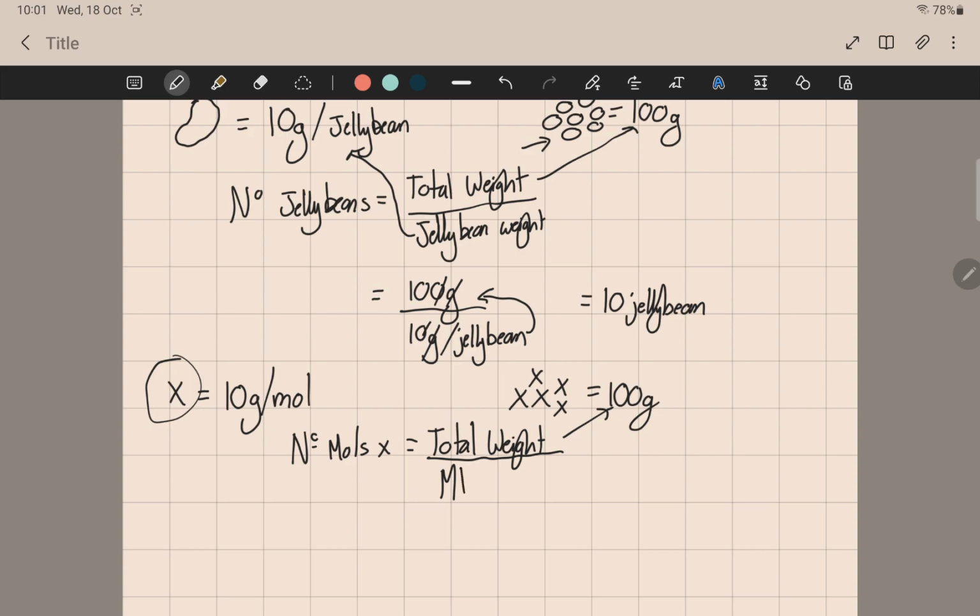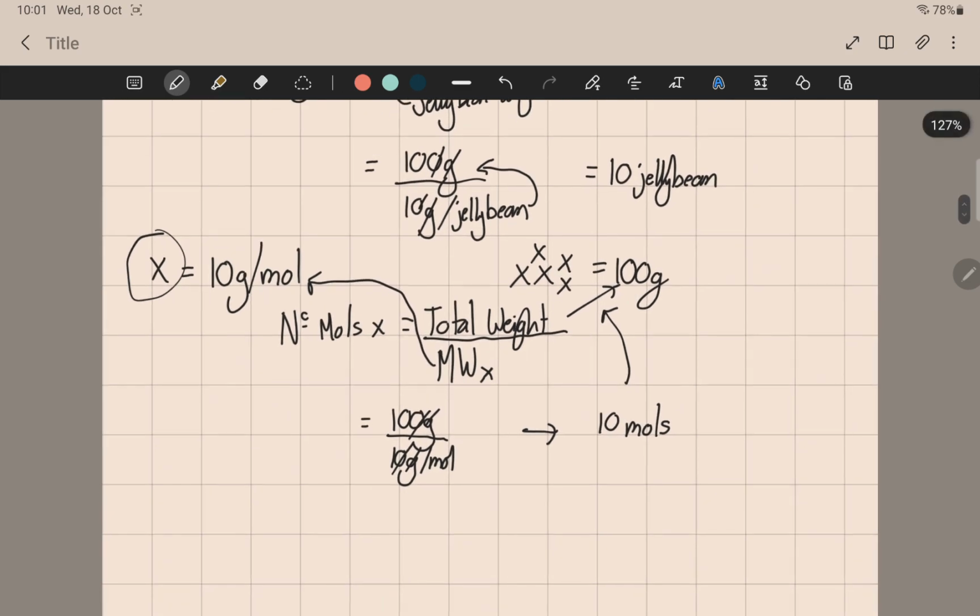So molecular weight is often shortened to MW of X, all right? So our subscript tells us what it is there. And we got this here. We know that it's 10 grams per mole, all right? So if we solve that out, our total weight was 100 grams. Our molecular weight is 10 grams per mole, which gives us 10 grams, cancel each other out, right? Per mole, which gives us 10 moles, right? So we can say that in our pile, we have 10 moles of X.